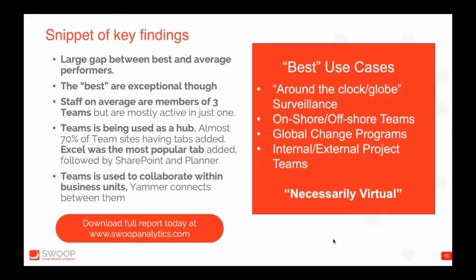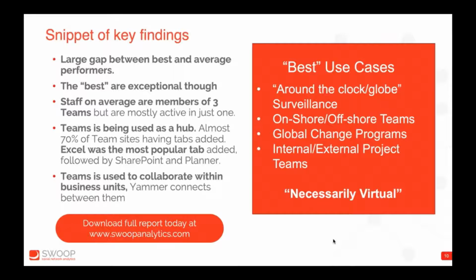The third one's global change programs. These are programs that have to hit the whole of the company. They have to reach all corners. We saw a number of examples, and Office 365 is a good example of this. Any major program that impacts the whole organization, whether it's health and safety or sustainability, fits into this space, and that was really a best use case. And then the fourth one, internal, external project teams.